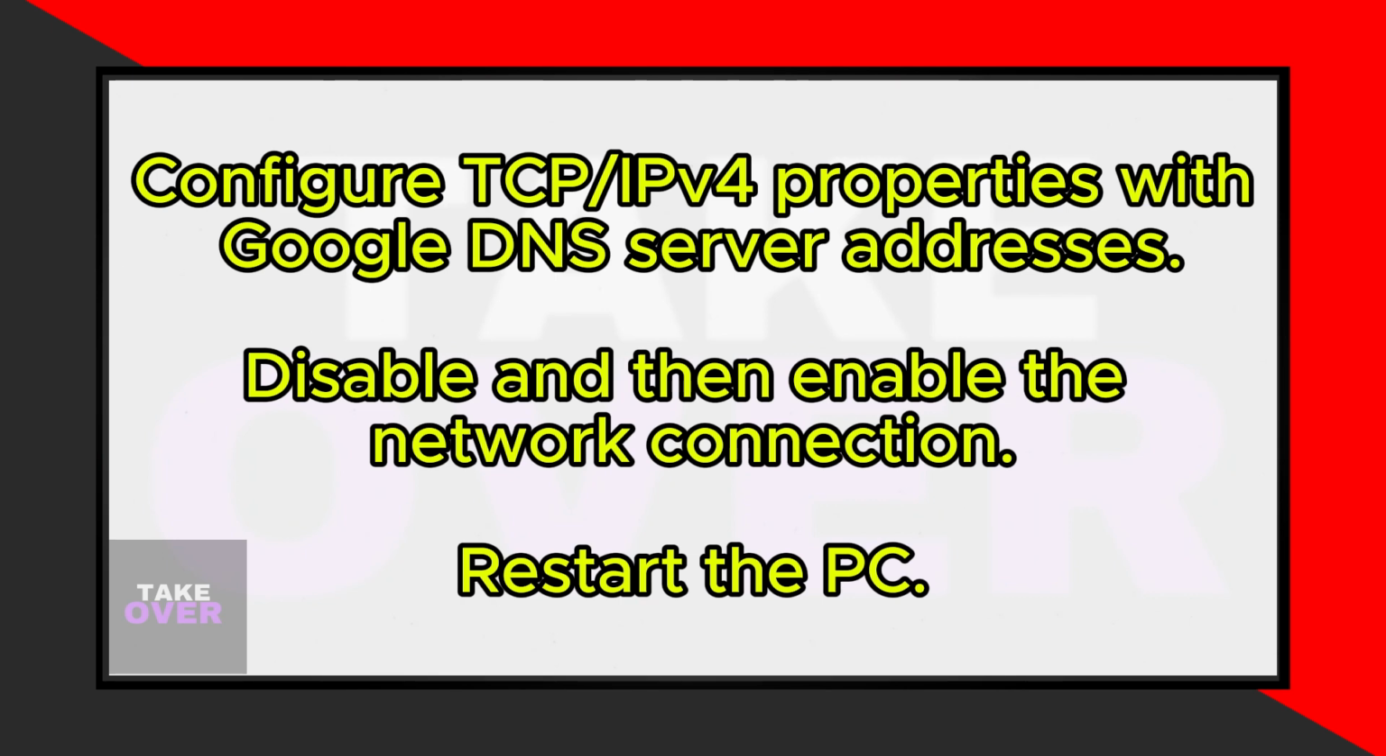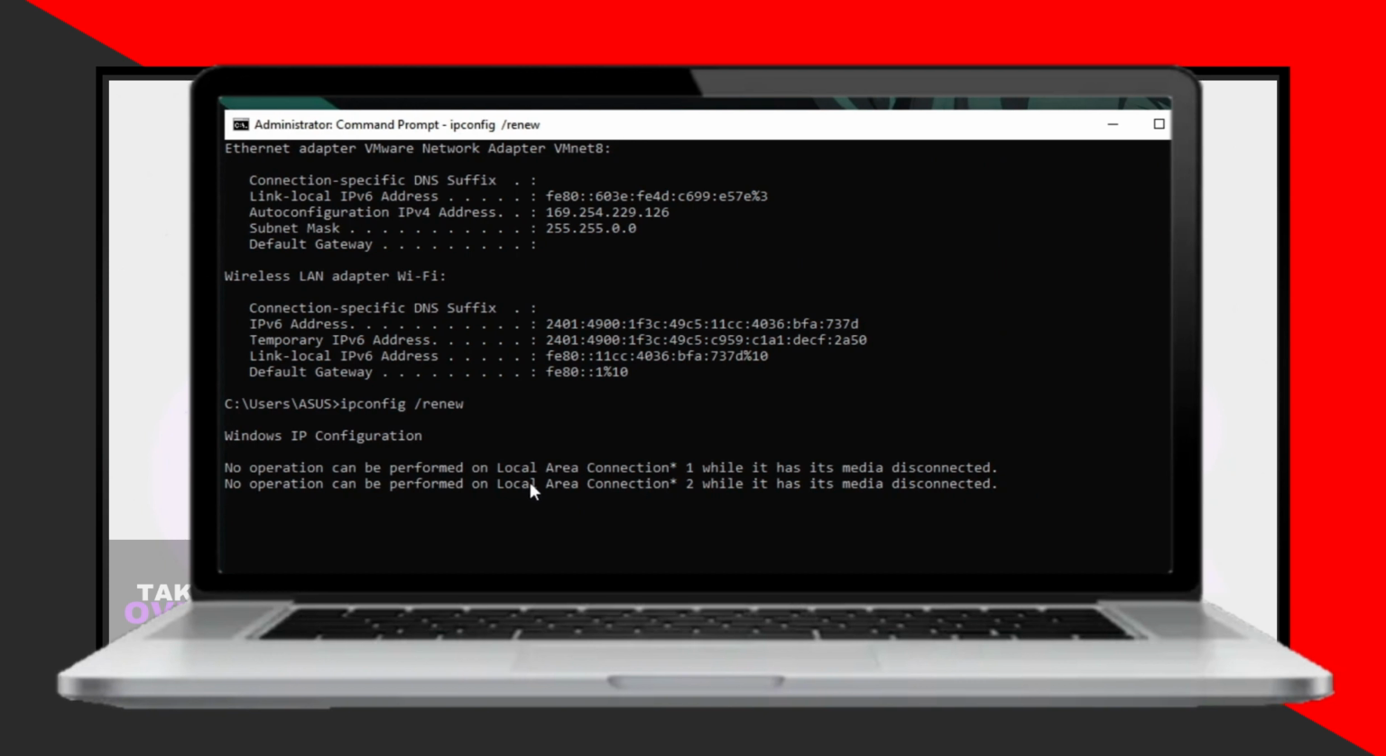Preferred DNS server 8.8.8.8. Alternate DNS server 8.8.4.4. Click OK to apply the changes, then right-click on your network connection and choose Disable. Wait a few seconds, then right-click again and select Enable. Restart your PC to finalize the changes.